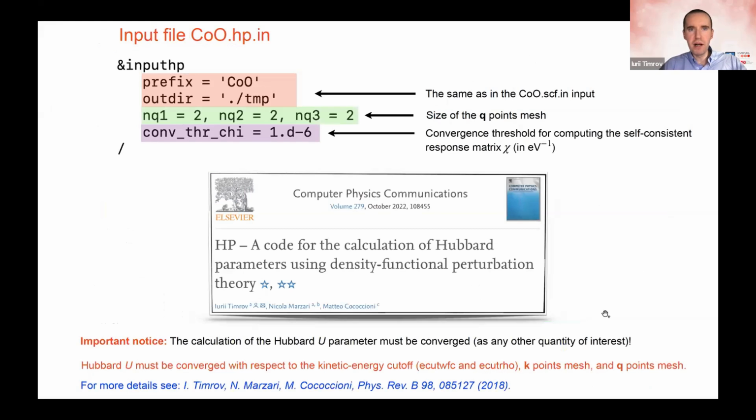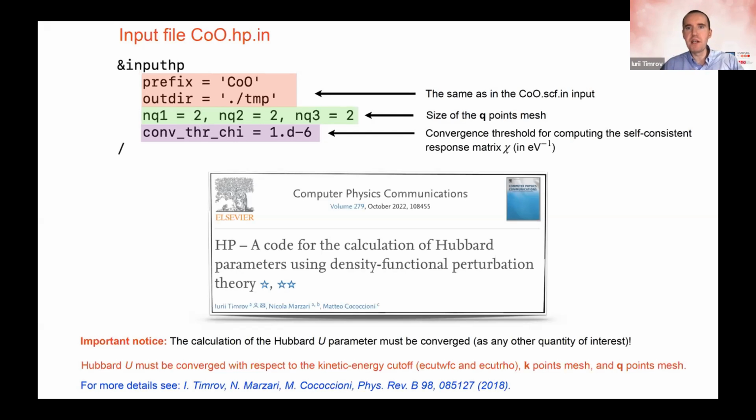Once we perform the ground state calculation, the second step is the HP calculation, that is to say, using the HP code. If you're interested to learn more about this code, we invite you to check this paper that was published a few months ago. At the top of this slide, we see the input file for the HP code. It's very simple, extremely simple, I would say. We have this prefix and output directory, which are exactly the same as in the input file for the PW calculation. Then the key input information is the size of the Q-point grid. You remember this morning I introduced the concept of the Q-point grids that is used instead of the supercells.